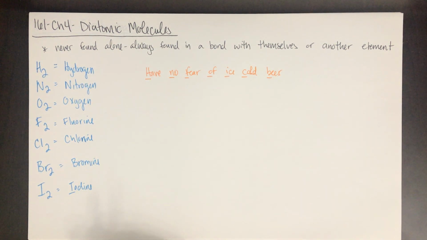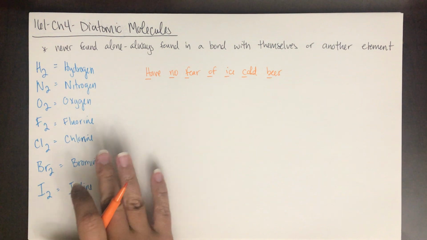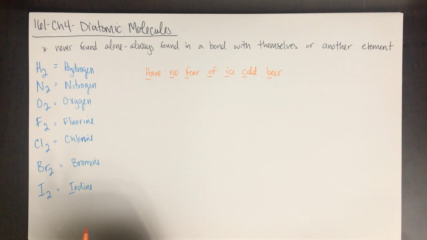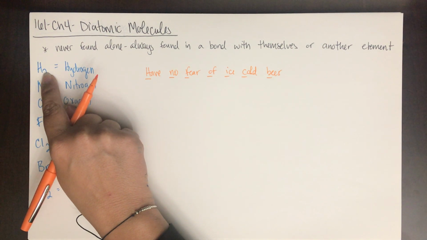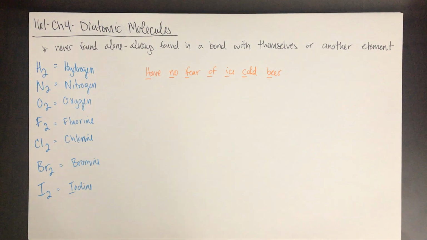There's many other acronyms to help you remember the diatomic molecules, but you have to know this. Because when you are asked to write a chemical equation and I say hydrogen, you need to know it's H2 and not just H. And that'll be really important when we start doing things like balancing chemical equations.